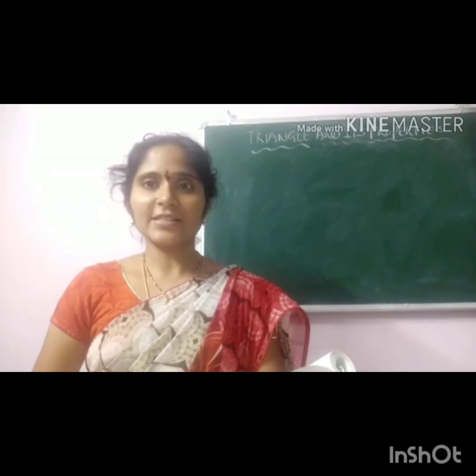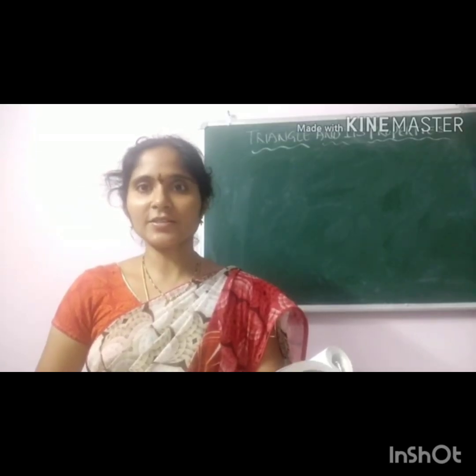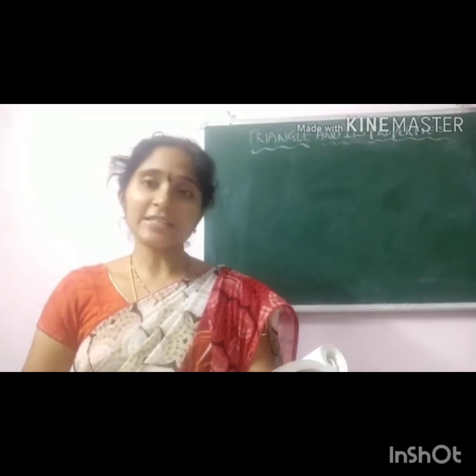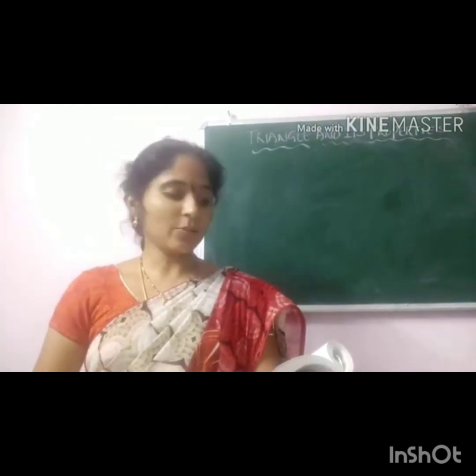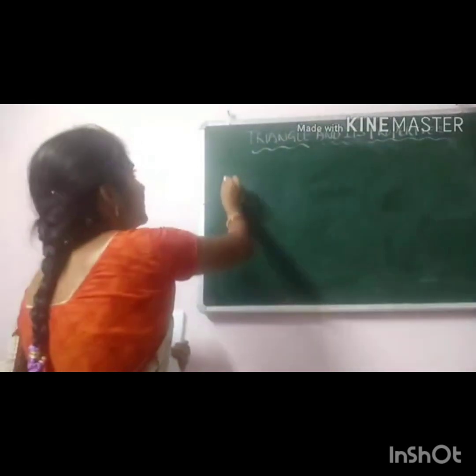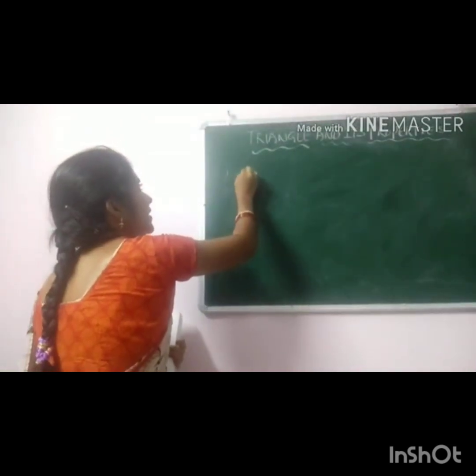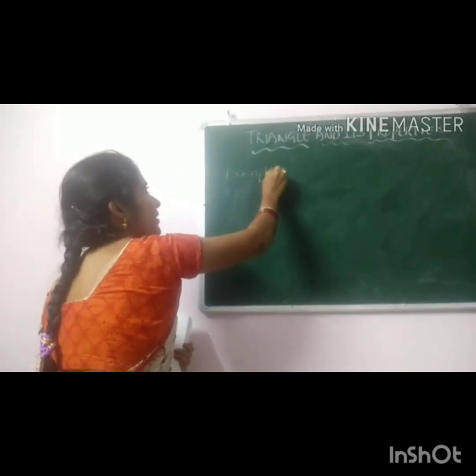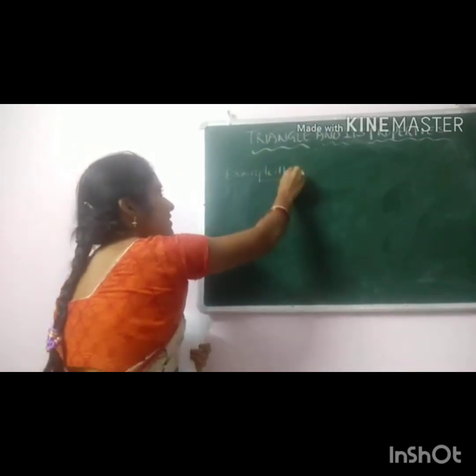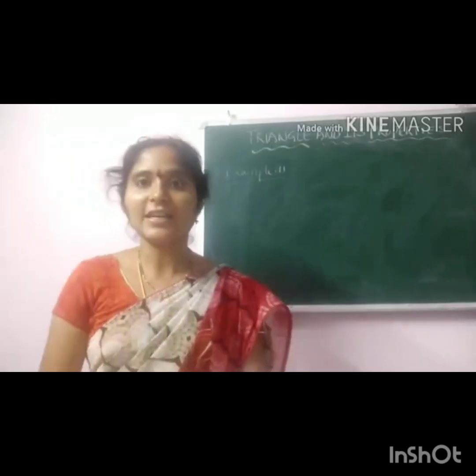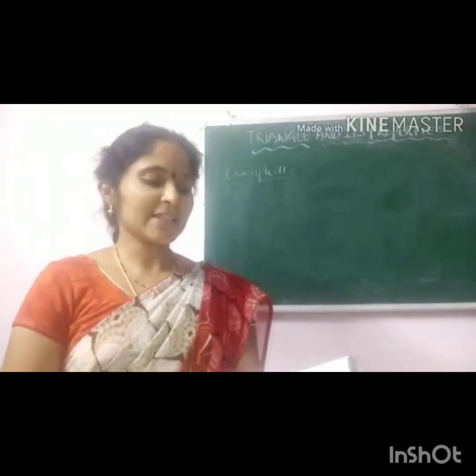We are discussing examples in triangle and its properties. Already we completed 10 examples. Now we will see about example 11. What is this example? Sum of all exterior angles in a triangle is 360 degrees.